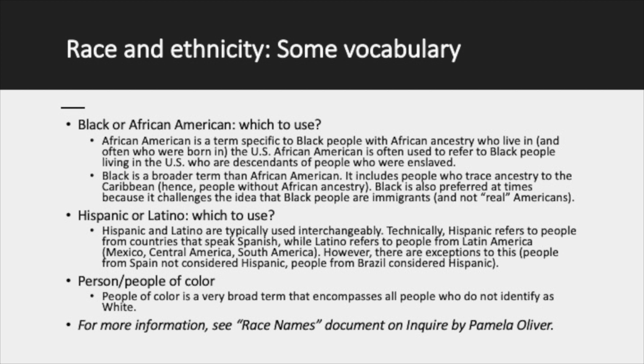First, it is more inclusive. It includes people who trace ancestry to the Caribbean. So hence, people who do not have African ancestry, right? It wouldn't make sense to call somebody African American if they do not have African ancestry.